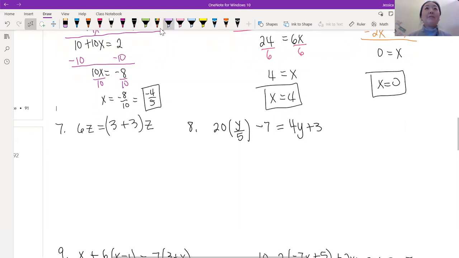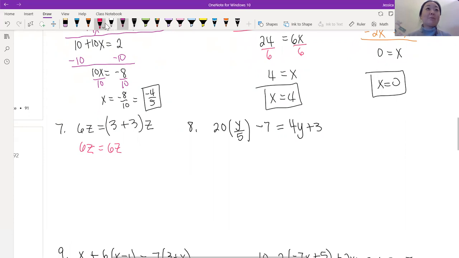Okie dokie. So if you take a look at this, let's use pink. Now, we have parentheses, and normally I'd be like distribute, but if you notice, they're the exact same, like terms. So what's 3 plus 3? Well, that's 6. So we got 6z is equal to 6z. And you're like, wait a minute, 6z is equal to 6z. Okay, we're just going to keep on going.